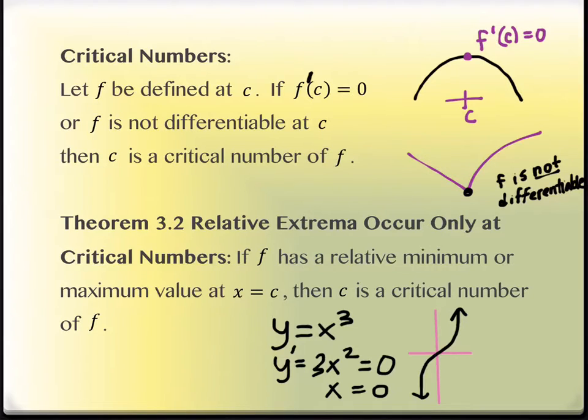Okay? But that is not a maximum or minimum value of this graph, right? Not even close. It levels out a little bit and it goes right back on up, increasing. It does not actually give us a maximum or minimum value. So critical numbers don't always give us maximum minimums, but they give us possible maximum minimum values. Okay? Possible maximum minimum values.